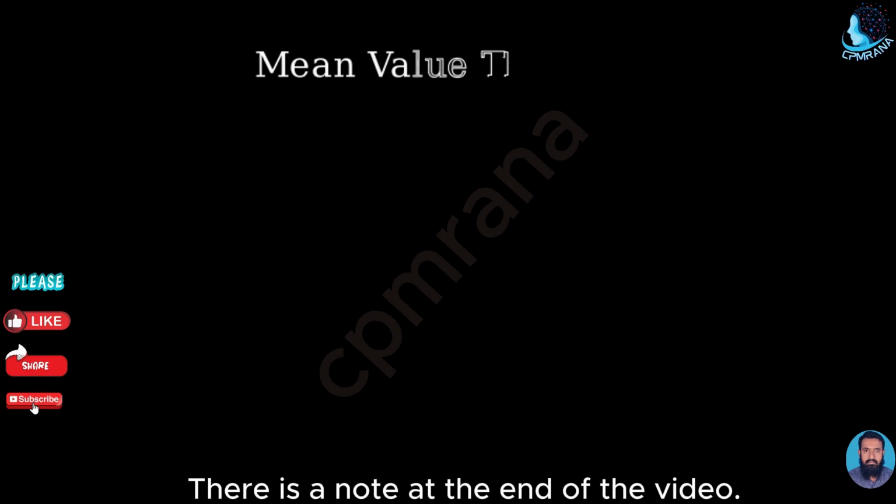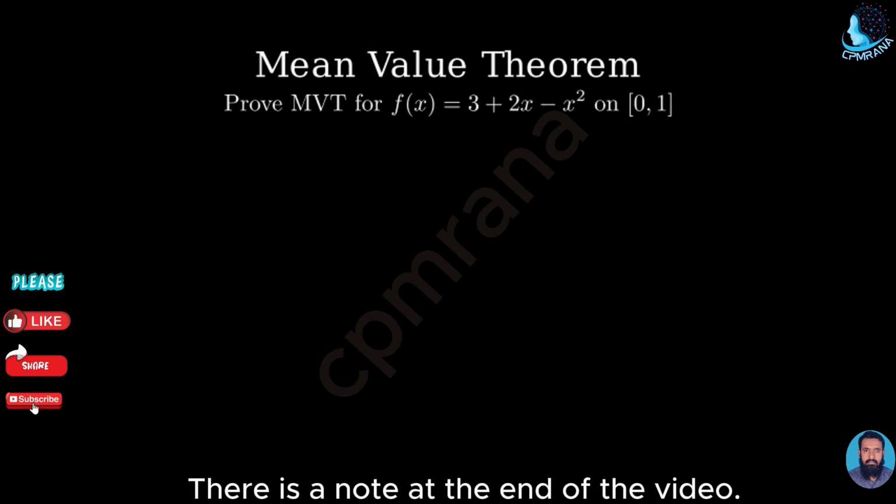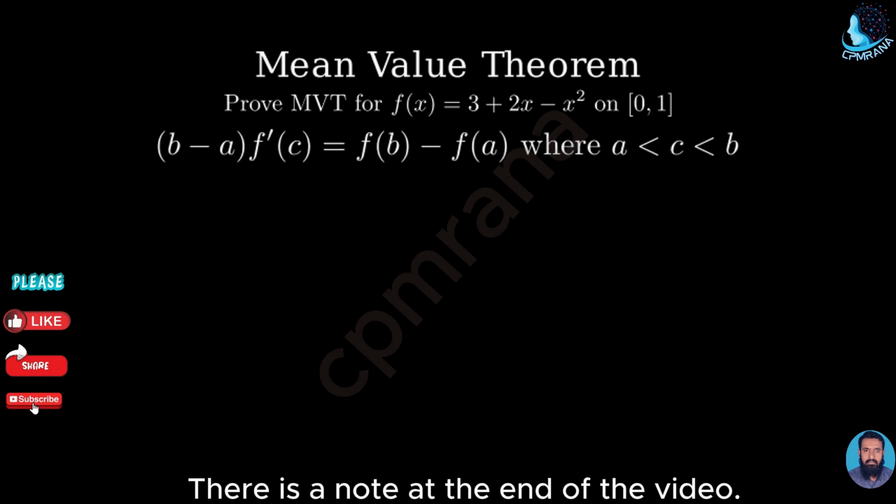Let's explore the mean value theorem using a specific example. The question asks us to prove the mean value theorem for the function f(x) = 3 + 2x - x² on the interval from 0 to 1. Let's first recall what the mean value theorem states.